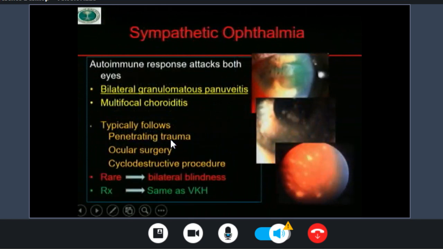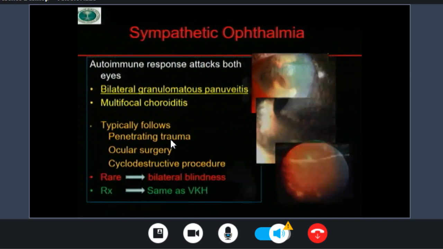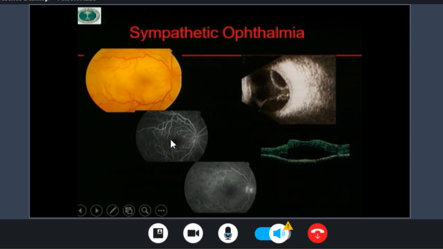Another entity that could present at an acute stage with loss of vision is sympathetic ophthalmia, and it is identical to VKH with the exception of the history of the patient having an intraocular procedure or trauma. It is usually associated with bilateral granulomatous panuveitis with multifocal choroiditis, usually following penetrating trauma, ocular surgery, or cyclodestructive procedure. It is rare but leads to bilateral blindness, and the treatment is almost the same as in VKH.